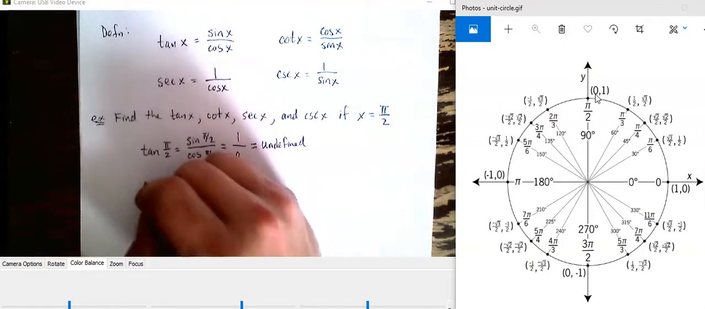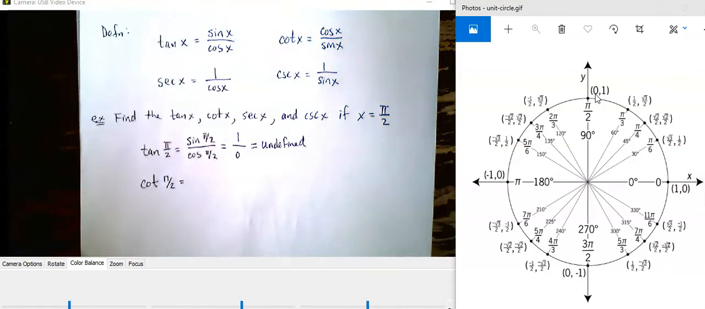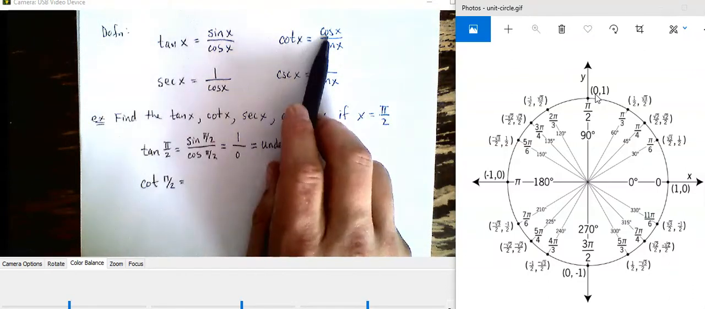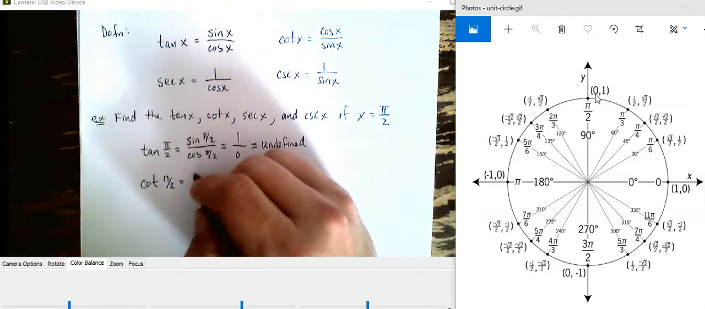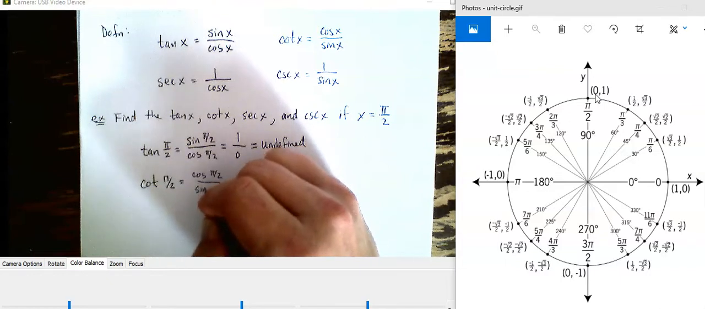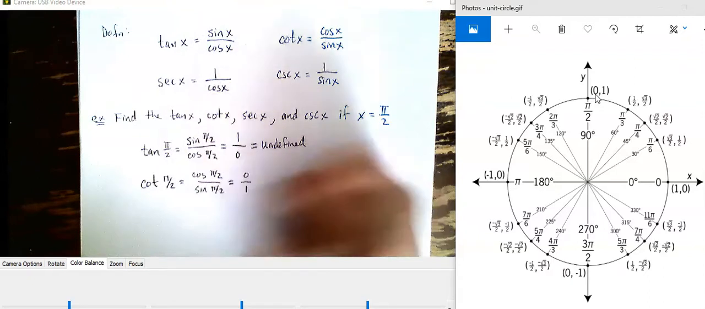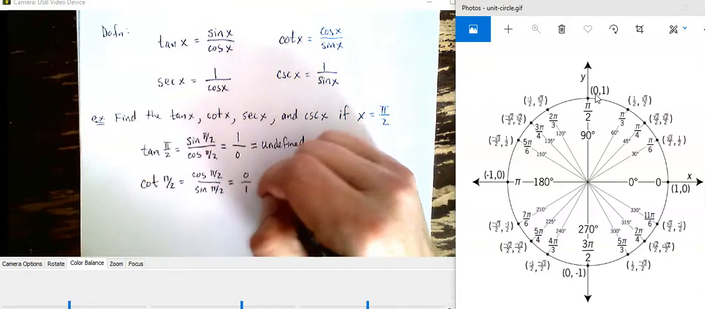Let's look at the cotangent. Cotangent at pi over 2 is equal to the cosine at pi over 2 divided by the sine. So it's just the flip of tangent, the reciprocal of tangent. So that would be 0 over 1, and that, of course, is 0.